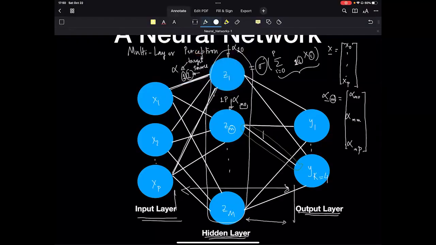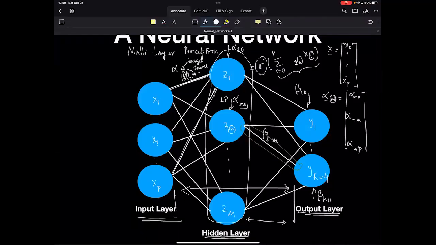So it's going to be beta K. Very good. Okay, so again here we could end up also having similar bias terms, which we'll call beta 10, and this bias term is going to be called beta k0.